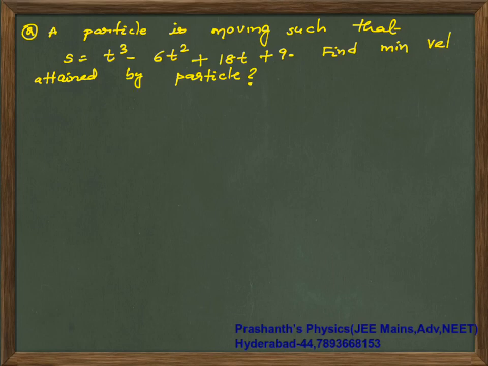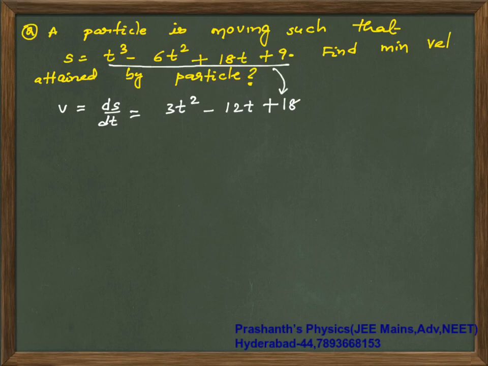Now, as we have discussed, okay, minimum or maximum, what is that you do? You do the derivative. So first let us try to calculate velocity. Instantaneous velocity is ds by dt. So that will give you 3t square minus 12t plus 18. Okay, so this comes from differentiation of this part. Okay, so now you want minimum velocity. So as I have discussed previously, when minimum velocity occurs, your dv by dt is equal to 0.